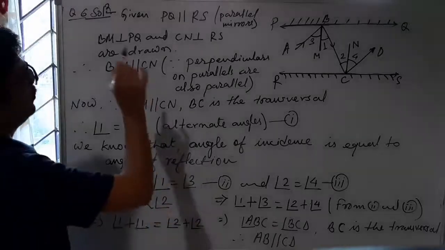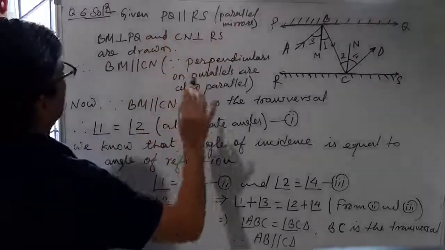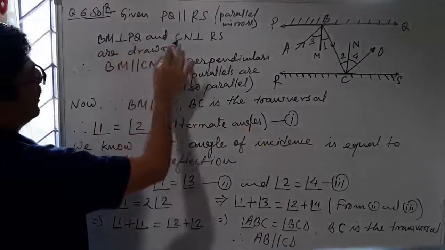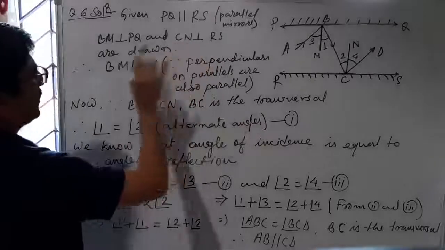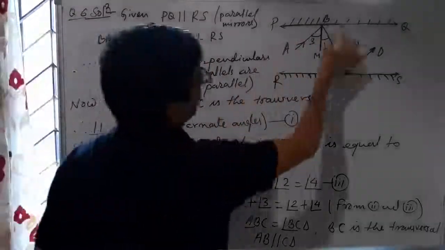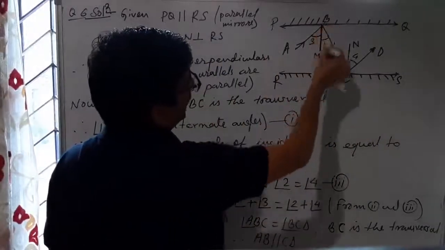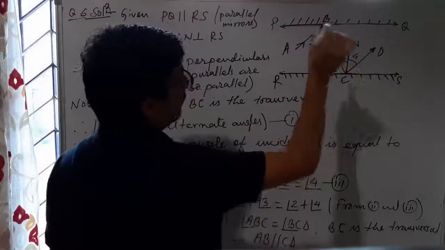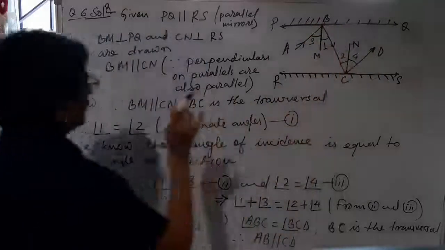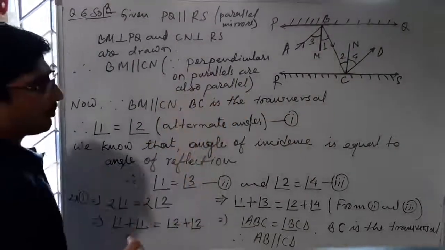So here the solution is: given PQ is parallel to RS, both are parallel mirrors. BM is perpendicular to PQ and CN is perpendicular to RS, the two normals are drawn. Now since PQ and RS are parallel and BM and CN are perpendiculars on these two parallel lines, they will be parallel. That means perpendiculars on parallels are also parallel.